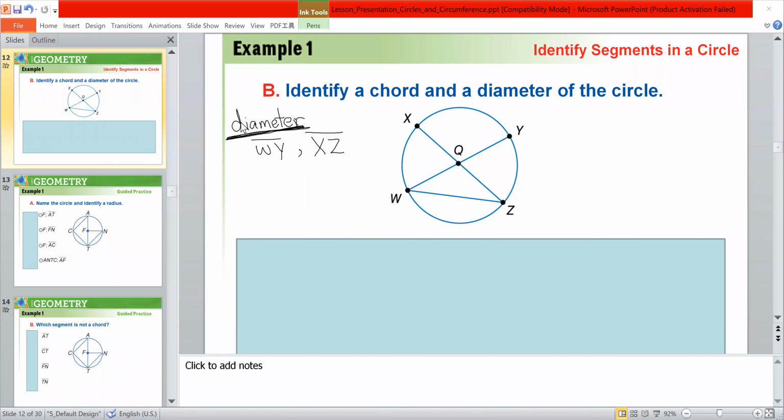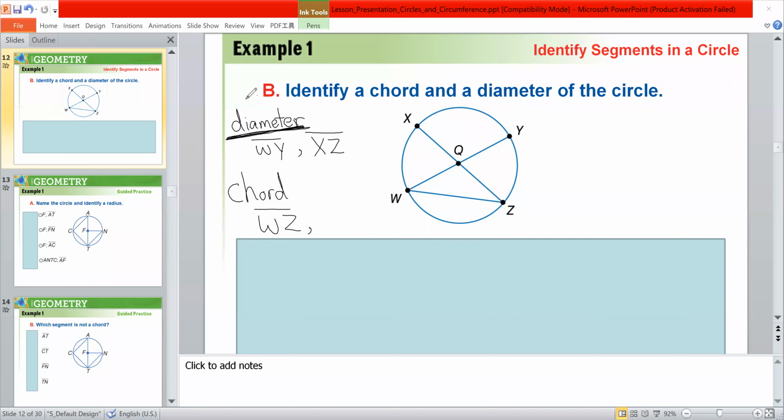XQ, no, it's not 2 points. The first point, X, is on the circle, but the second point, Q, is not on the circle. On the circle, WZ. WZ, excellent. So if I'm talking now about chords, it will be WZ, and also you can add the diameters because the diameters are chords. Any diameter is a chord.